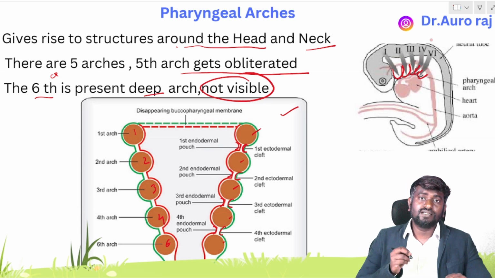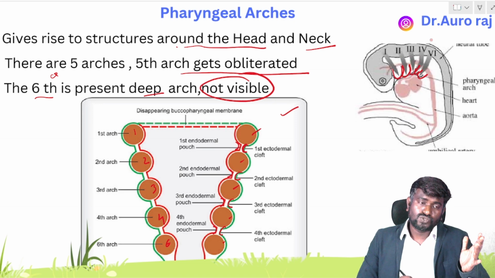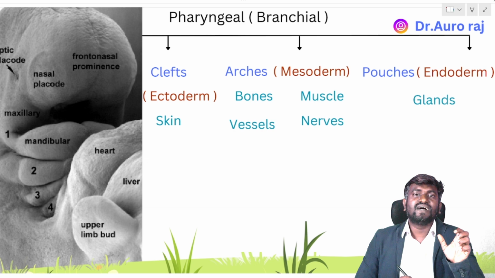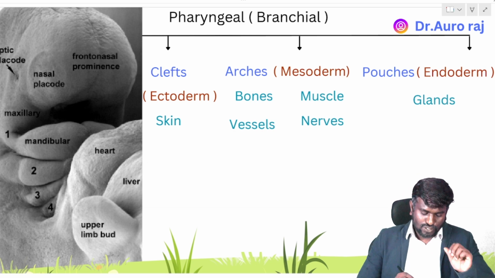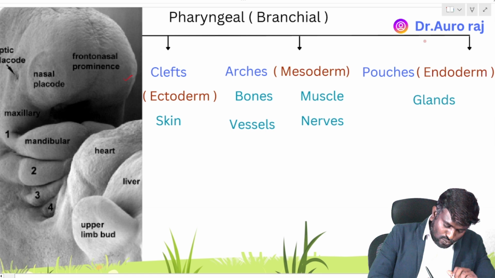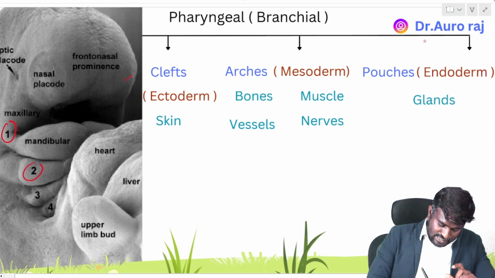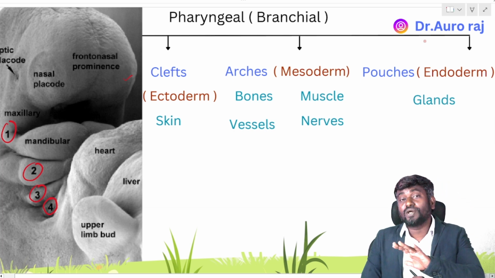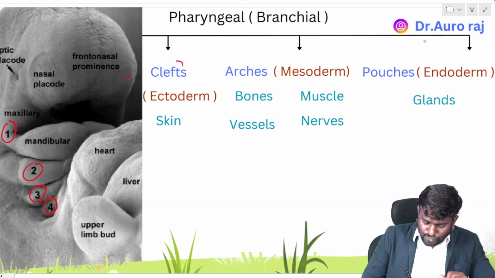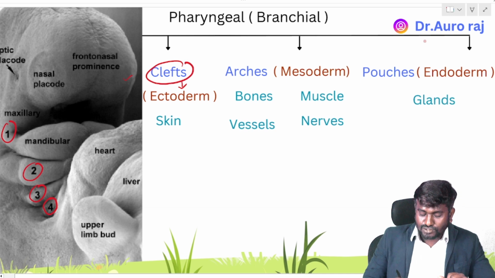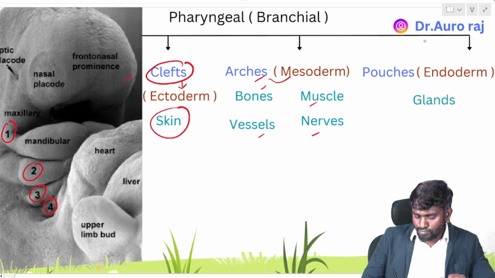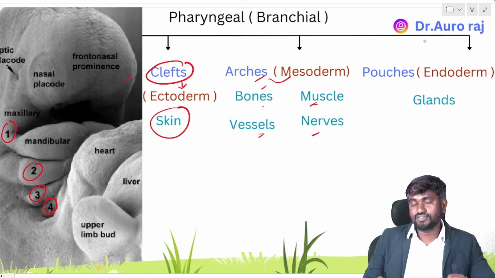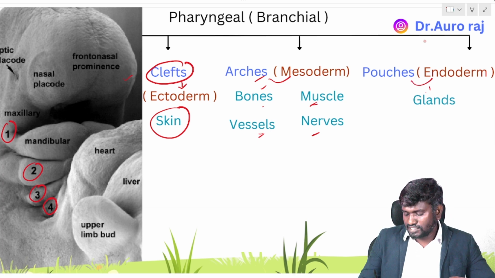Let's study what are the derivatives of pouch, clefts and also the arches. The word pharyngeal means branchial. Yes. Look at the beautiful embryo here. What is this? First arch, second, third, fourth. The 6th is not visible because it is deeply located. Yes, as we know by now, clefts being formed by ectoderm give rise to the skin. Arches from mesoderm give rise to bones, vessels, muscles and nerves. Remember, bones, vessels, muscle and nerves. Pouches from the endoderm give rise to the glands.